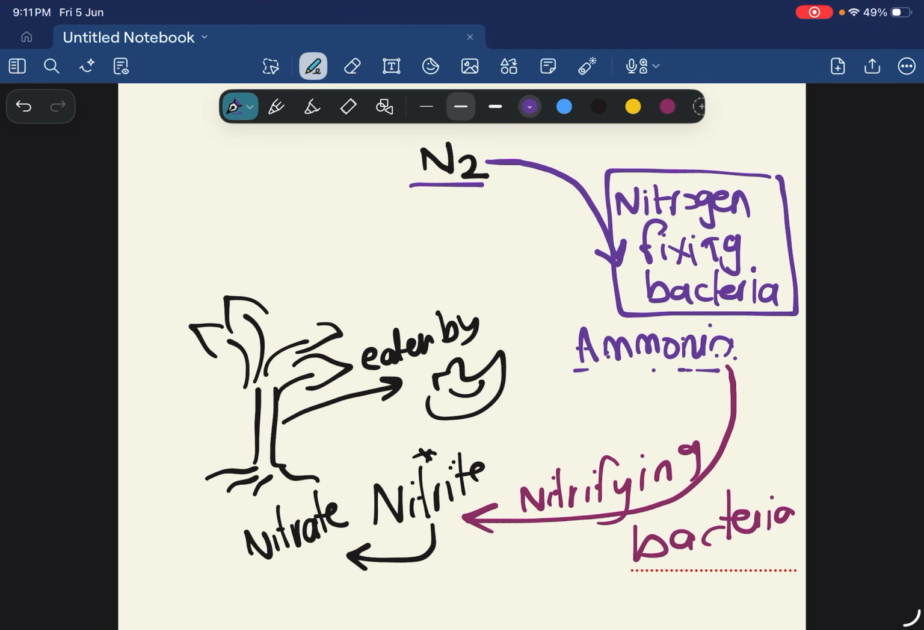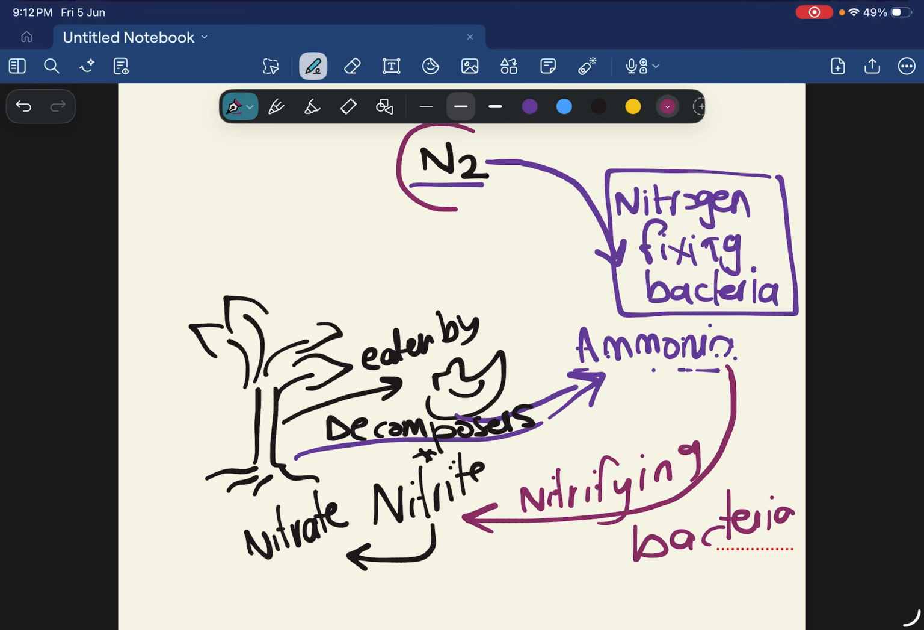When animals and plants die, decomposers will break down the nitrogen, the protein, and other nitrogen-containing compounds into ammonia, so nitrifying bacteria can work on them again. This is not a cycle. How can we make it a cycle? Because we call it the nitrogen cycle.